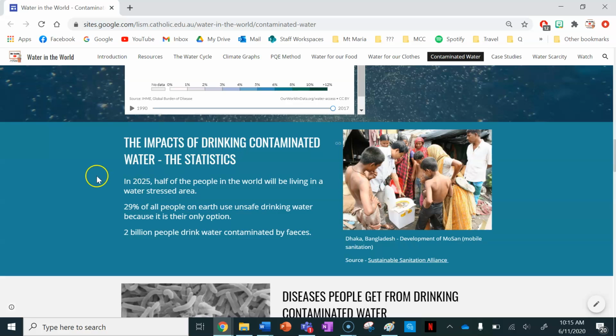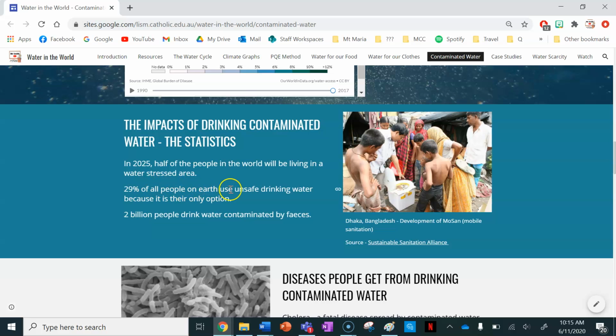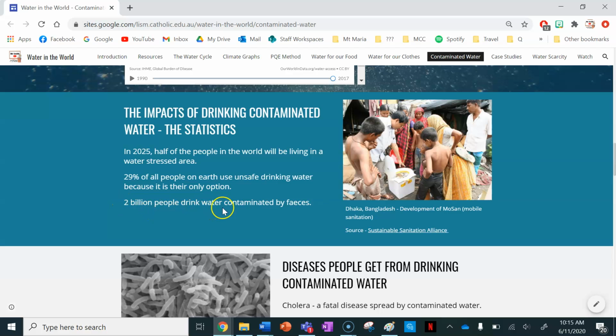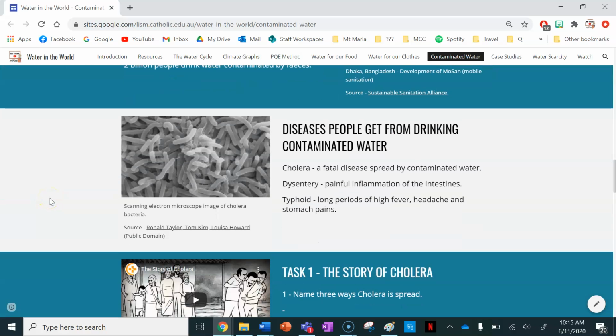Let's have a look at the impacts of drinking contaminated water, some statistics. By 2025, half of the people in the world will be living in water-stressed areas. 29% of all people on Earth use unsafe drinking water because it is their only option. And lastly, 2 billion people drink water contaminated by feces. This is a slum in Bangladesh where an organization called Sustainable Sanitation Alliance has a program called MOSAN, mobile sanitation. They're showing people how to be more sanitized and giving them facilities and services to stop the impact of these sorts of things happening.